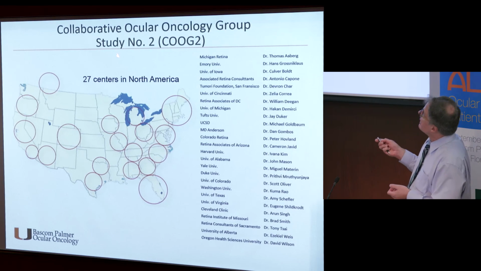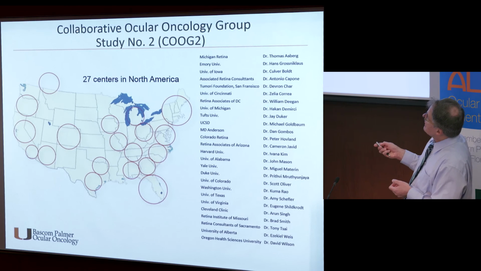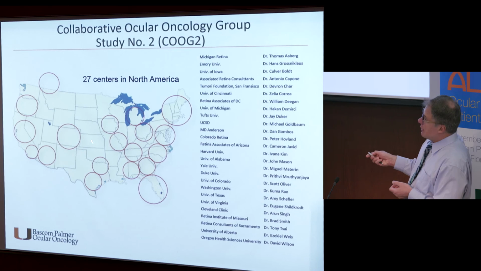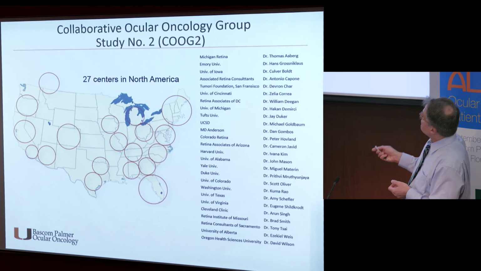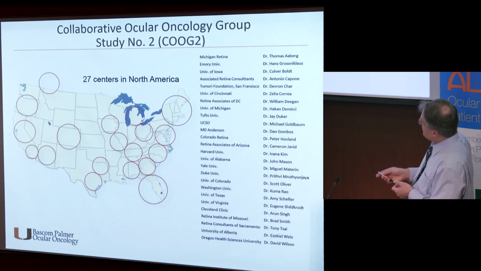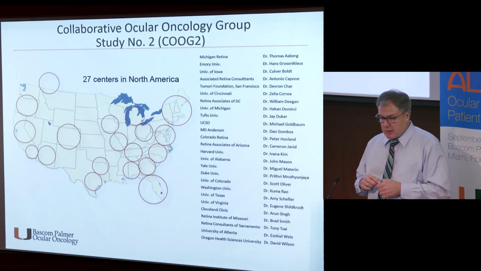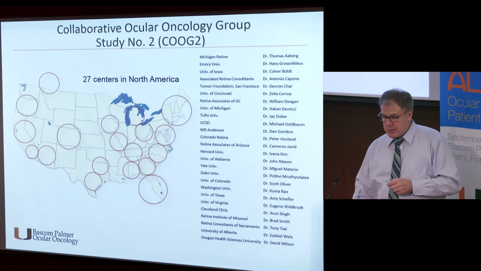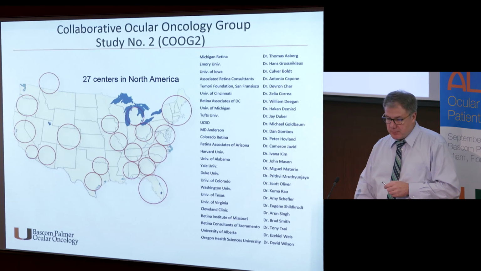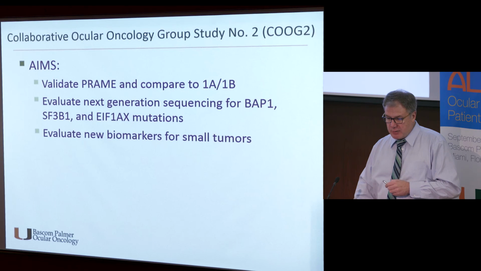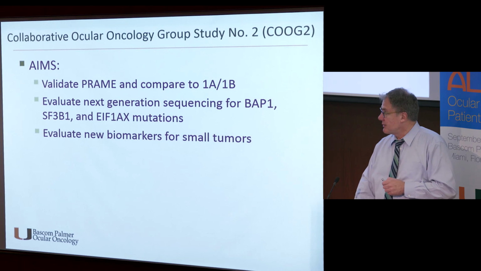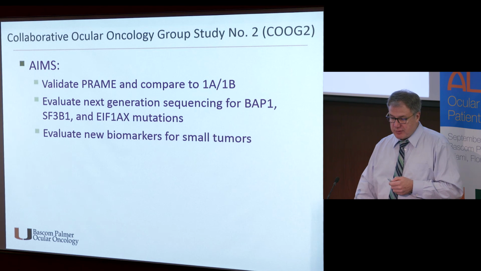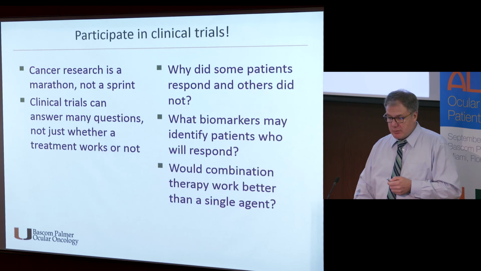And I'll just close by mentioning a little bit more about the COO2. It's going to be at 27 centers throughout the United States and Canada. Dr. Hovland has a big center in Denver. Here are the centers that will be participating. It's going to be a large multi-center, multi-year prospective study that should be up and running before the end of the year. So I can give you all more information on that. And we're going to be looking, as I said, at PRAME versus 1A, 1B. We're going to be looking at next generation sequencing for these mutations and then looking at new liquid biomarkers.